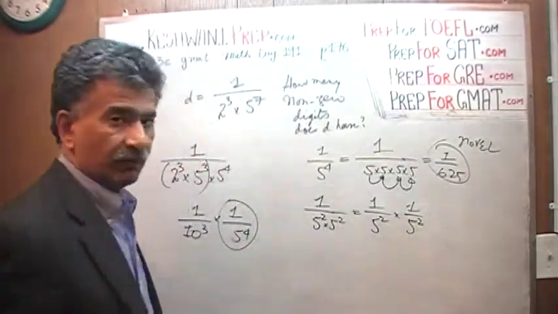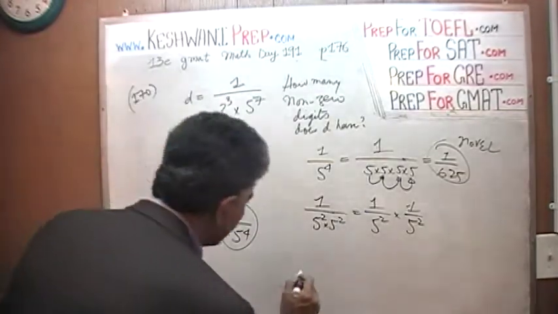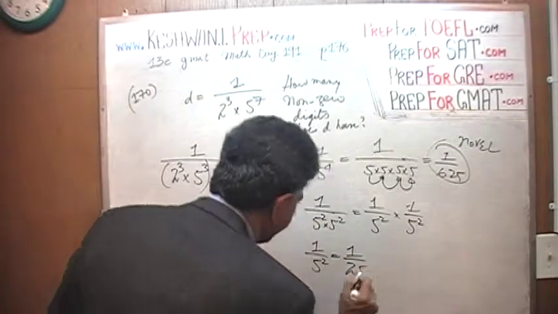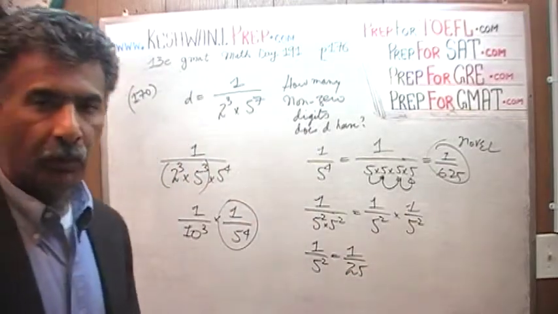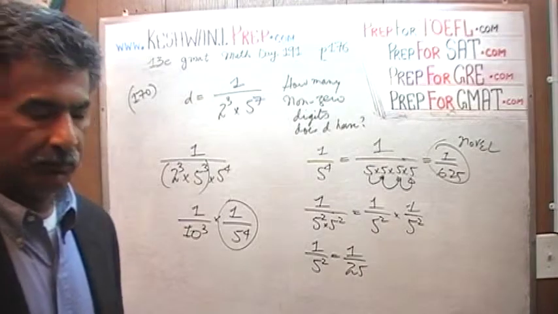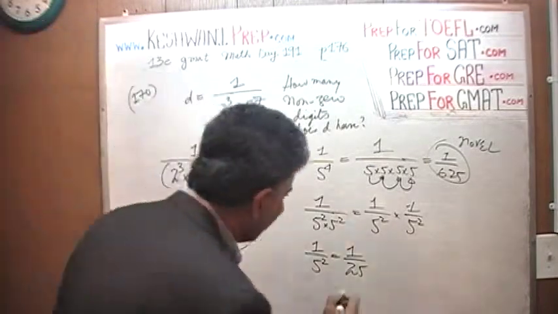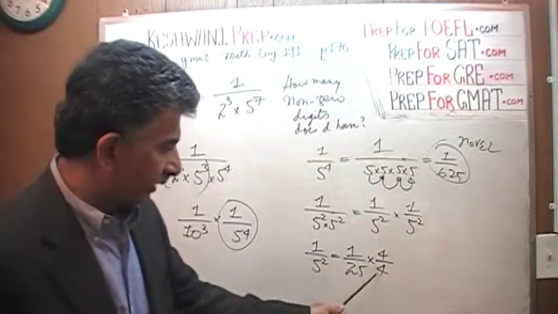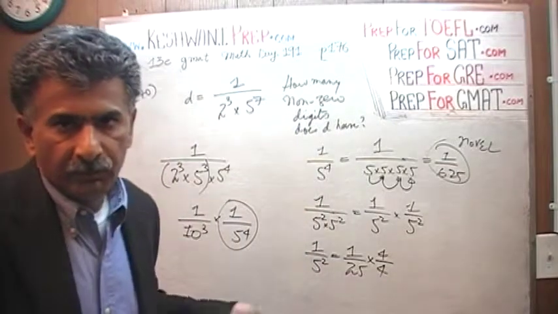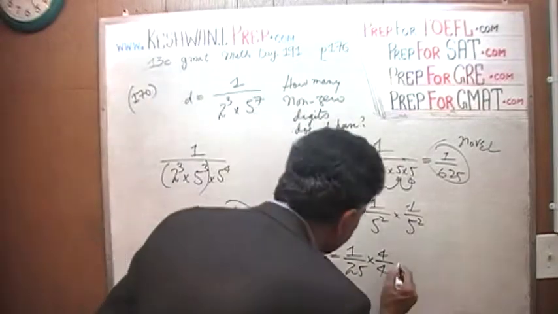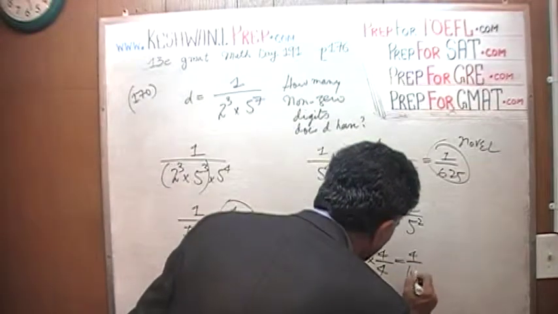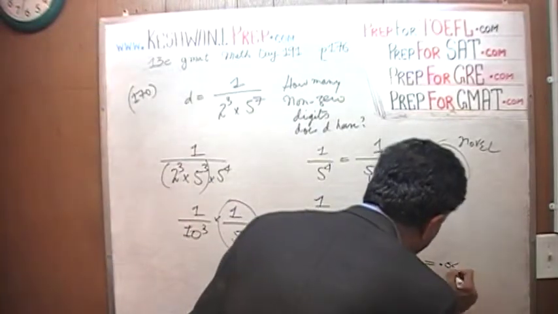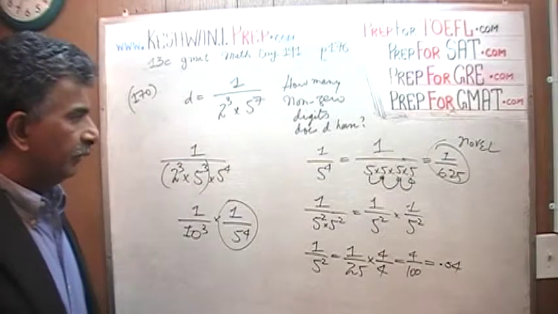And how much is 1 over 5 squared? Let's find out. 1 over 5 squared is the same as 1 over 25. And how do we figure out quickly what 1 over 25 is in decimal? Well, if you multiply the top and the bottom by 4, essentially we are multiplying it by 1, which is okay to do. Now we can immediately see that 1 over 25 is the same as 4 over 100, which of course is simply 0.04.